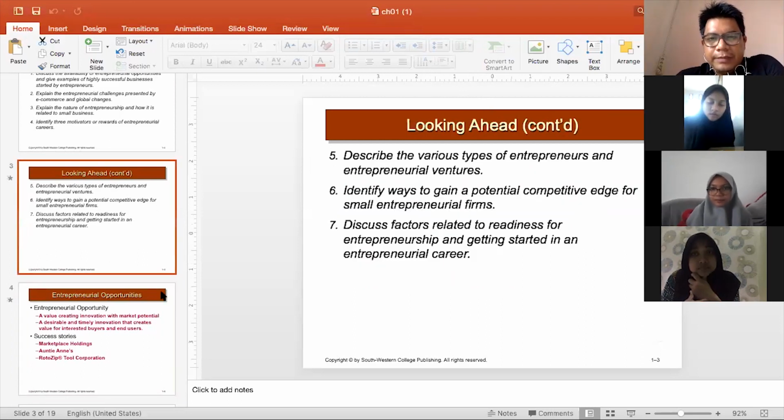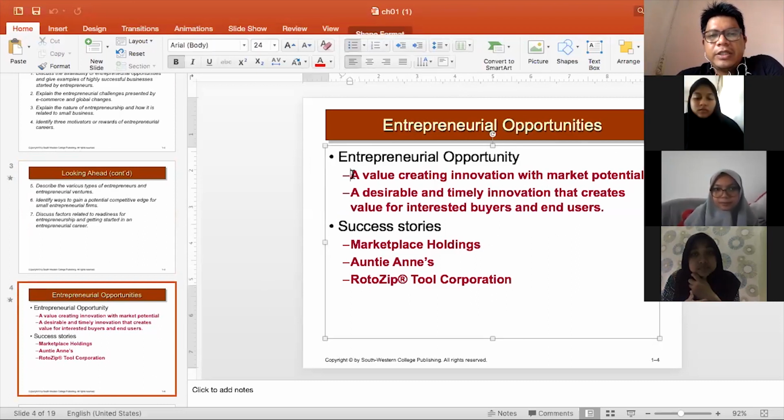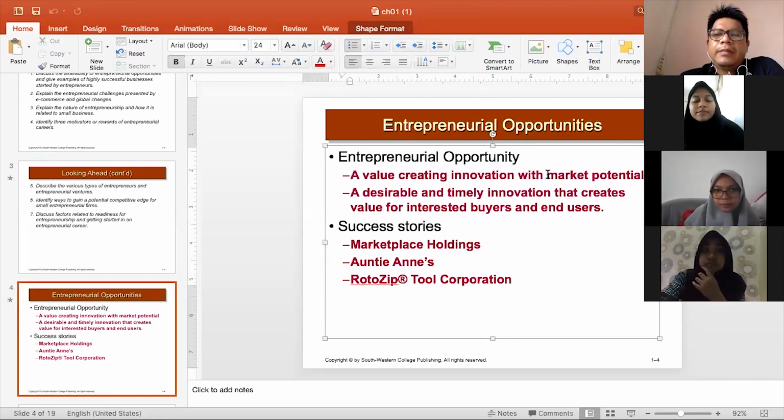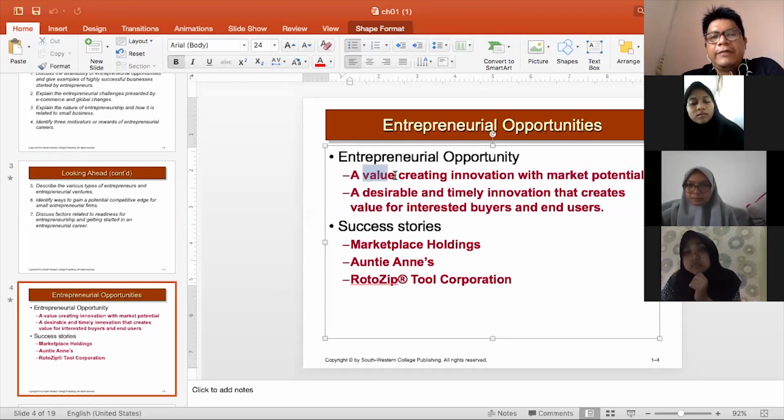Entrepreneurial opportunities. This mentions entrepreneurial opportunities as value creating innovation with market potential. So it says market potential, so you can't do it in a market where you can't predict whether it is potential or not. Okay, so you create the value. What is value? Value means benefit divided by cost.